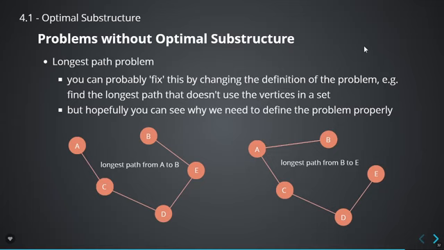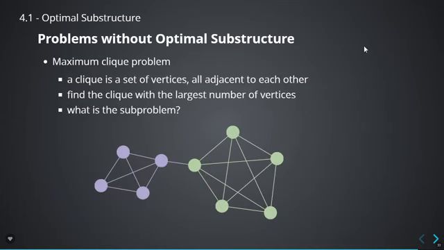So here's another one, the maximum clique problem. A clique is a set of vertices which are all adjacent to each other. So you've got two cliques here in the graph, the purple clique and the green clique. The maximum clique problem asks you to find the clique with the largest number of vertices, which would be the green one there, because that's a clique of size 5.